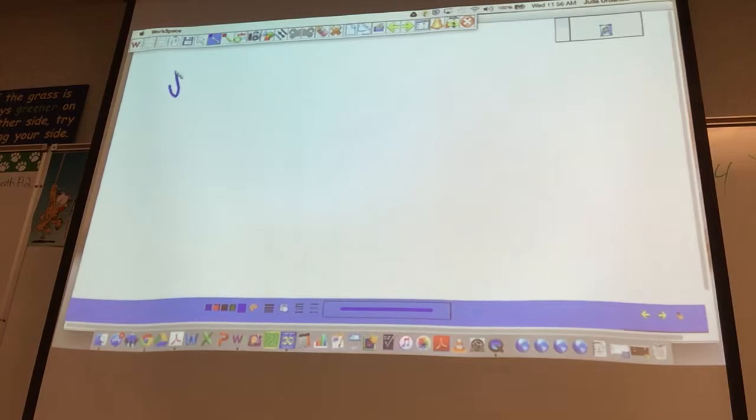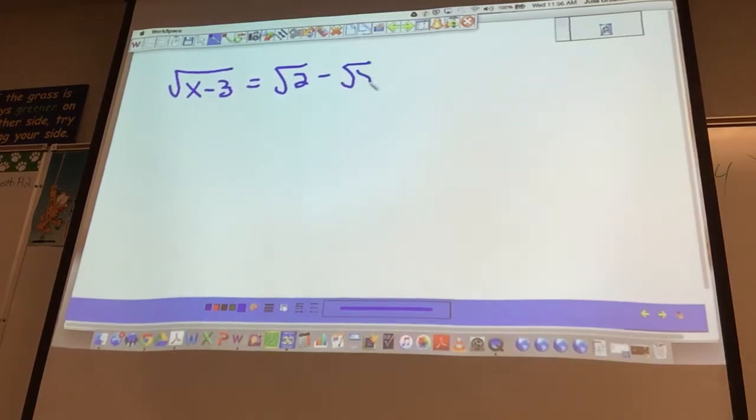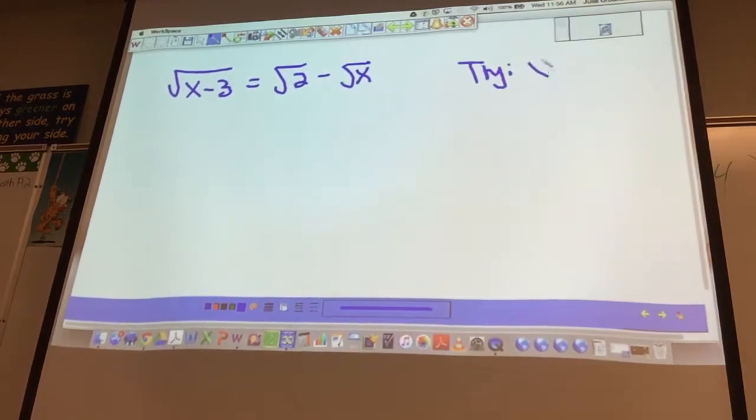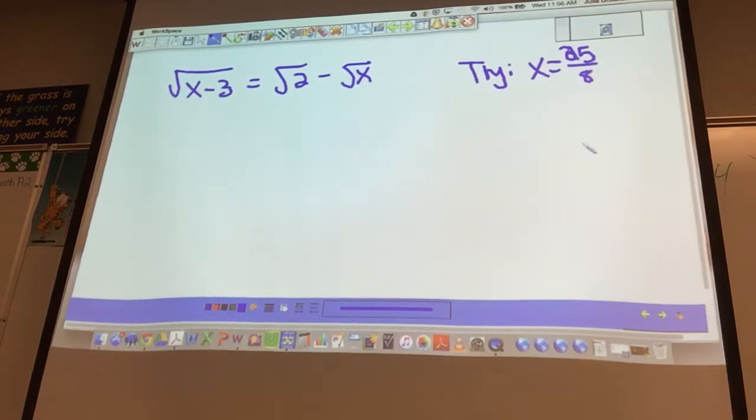I remember the radical x minus 3 equals, what is it, radical 2 minus radical x. Okay, so in that, I have to try and check the number x equals 25 over 8. And I'm sorry, but yeah, this has to be done because as the problems get more complicated, sometimes you have something called an extraneous solution. So take it one little piece at a time. We're going to have common denominators. We're going to have everything in here. x is 25 over 8.